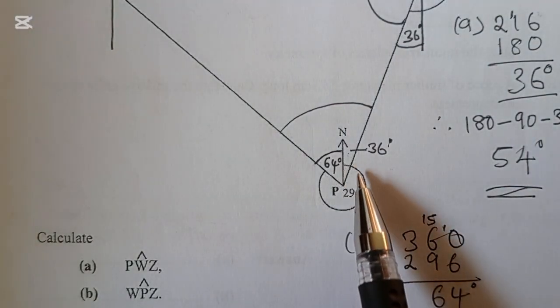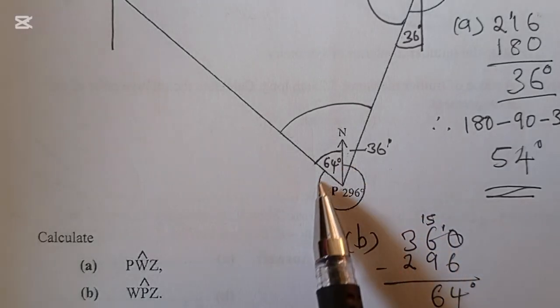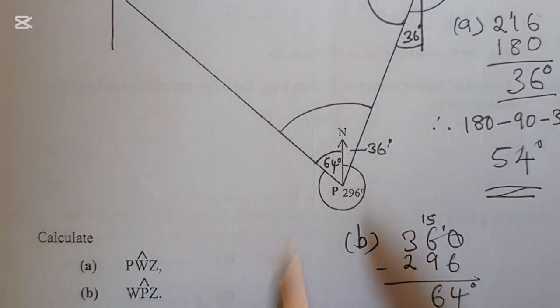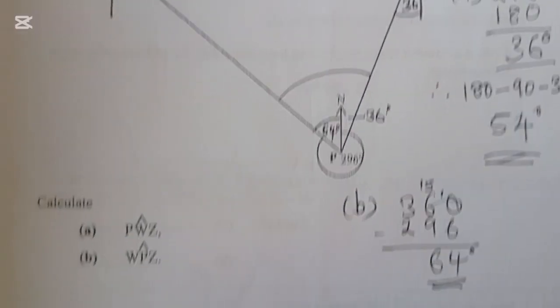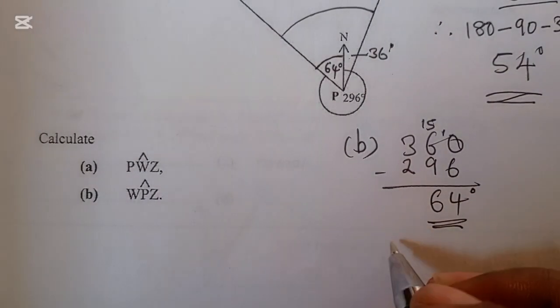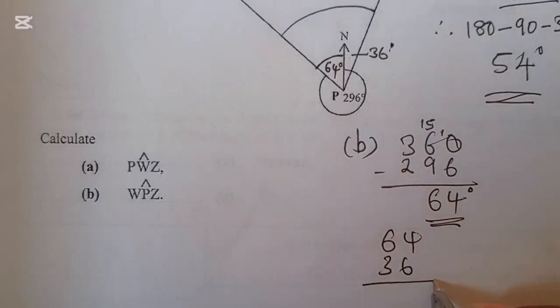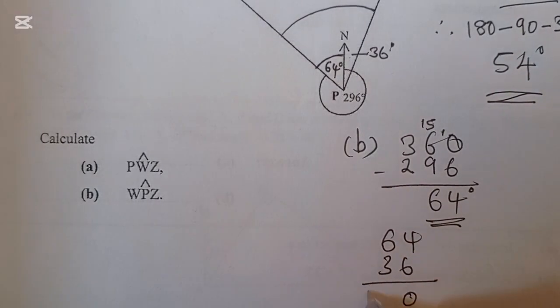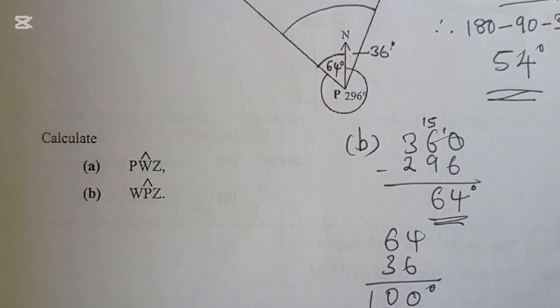So what have we done? 360, which is a full turn, minus 296, so we have 64. To find now this angle, I'll say 64 plus 36. The answer is 100 degrees.